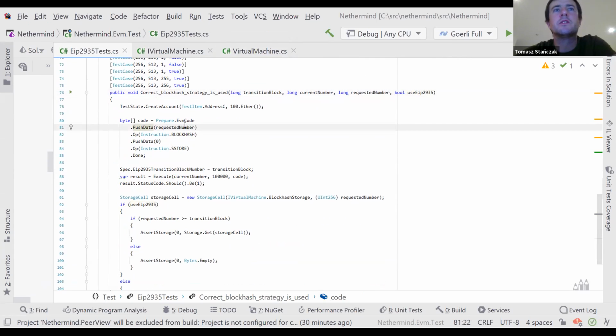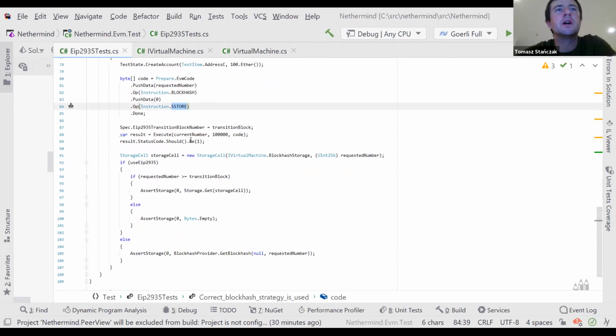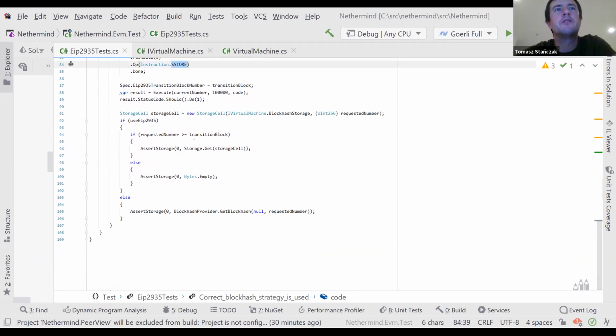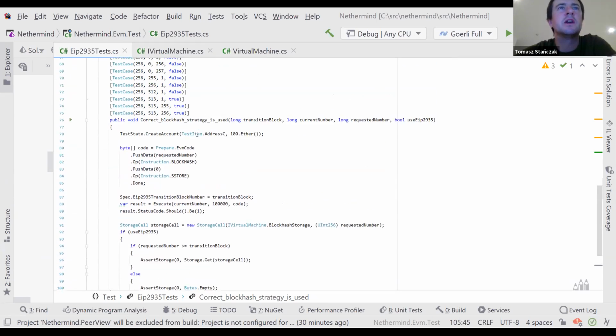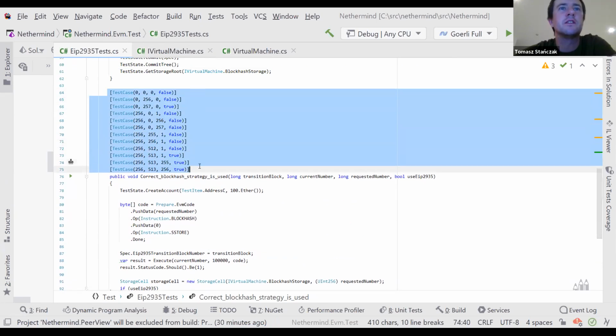So we just push the requested number, we call block hash, and then we load the store. We store in storage, and then after loading, we verify what was called, whether we called the block hash provider as it was in the past, or we read the storage cell. This can obviously be different for different clients, the way it behaves, but these test cases can be easily used and adapted for different clients.